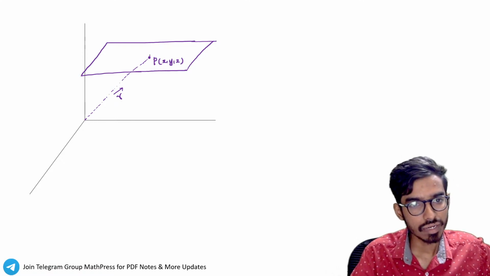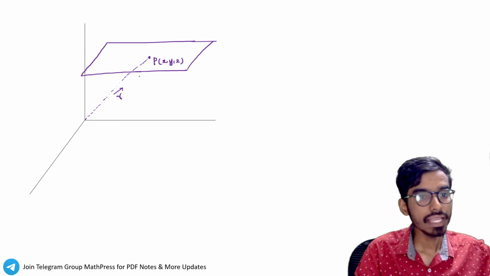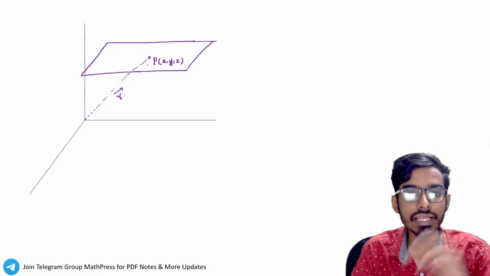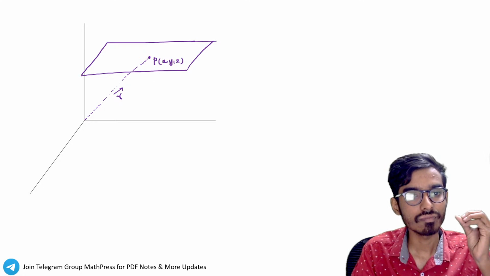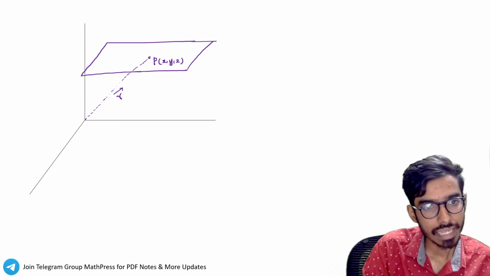Actually, this is some curve. Now, what about dr by dt? This is the r vector, and the derivative of this lies in the tangent plane at this point P. So let this be dr/dt.